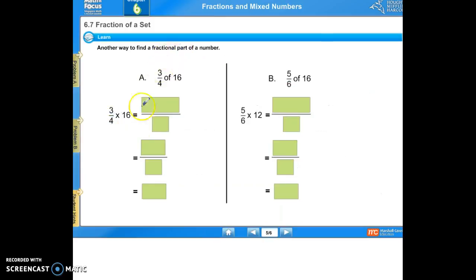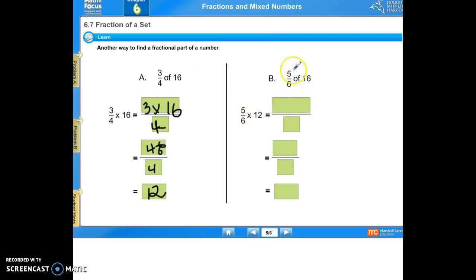Let's try it again. Here's what we're saying. The top is really 3 times 16, and 4 stays on the bottom. 3 times 16 is 48, and I still keep 4 on my denominator. 48 divided by 4 is 12, so 3/4 of 16 is 12.